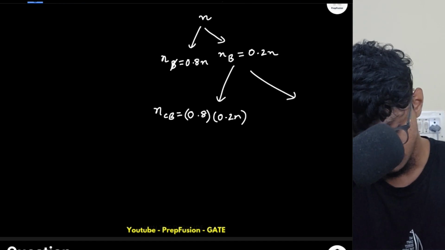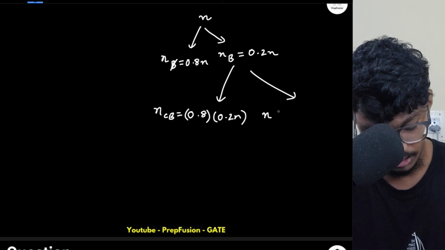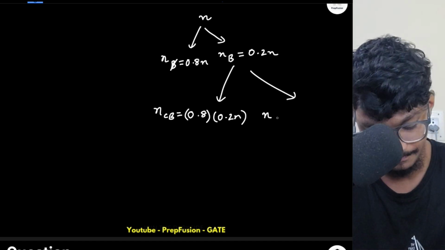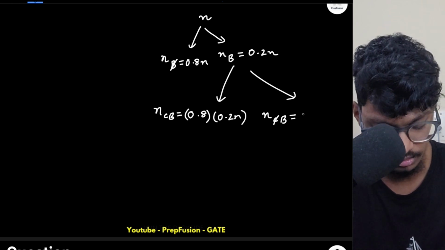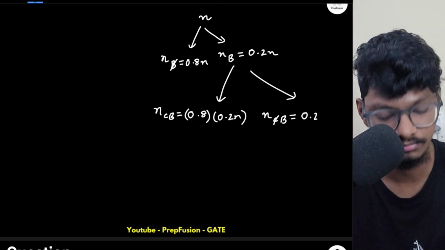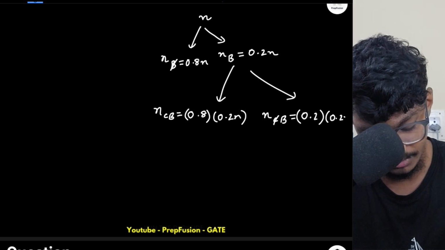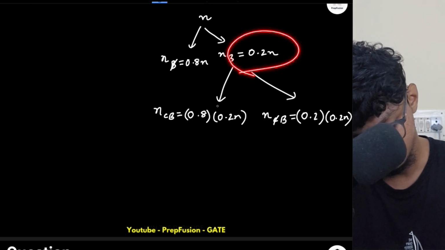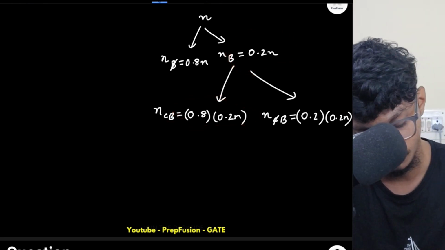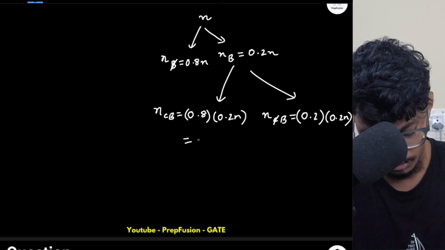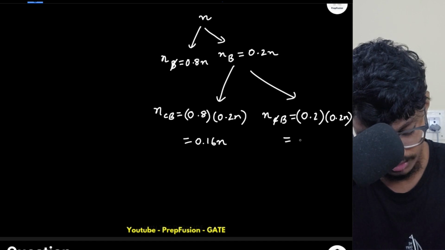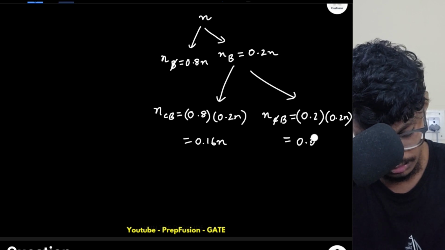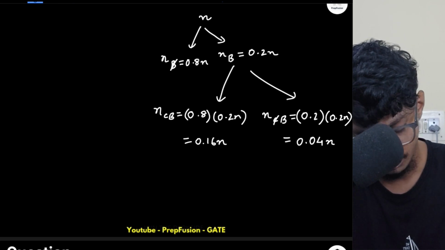Also, the remaining will be unconditional branch instructions. What will be the remaining? Simply 0.2. You can either do 0.2 into this number, or you can simply subtract from this number as well. You will get back the same result. So overall this is 0.16n and this will be 0.04n.